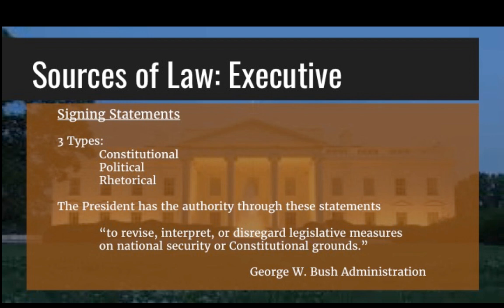There are three types of signing statements. The constitutional type asserts that the law is constitutionally defective in order to guide executive agencies in limiting its implementation. The political type defines vague terms in the law to guide executive agencies in its implementation as written. And the rhetorical type uses the signing of the bill to mobilize political constituencies.